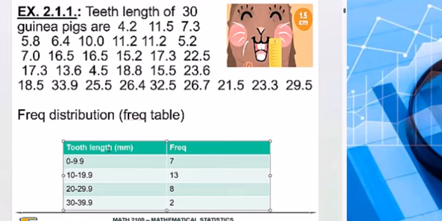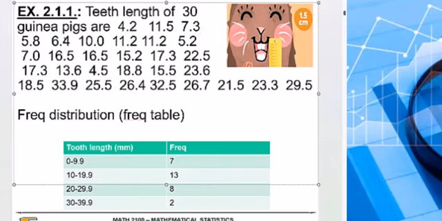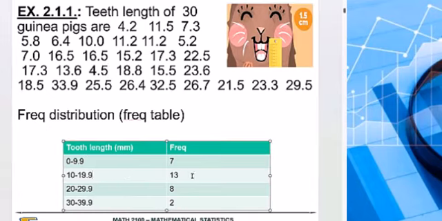For example, for the teeth length from 0 to 9.9, we have 7. Let's check: 1, 2, 3, 4, 5, 6. Okay, what else? 7 here, right? So 7. And you can do the same for the class from 10 to 19.9. You get 13. For 20 to 29.9, you get 8. And for 30 to 39.9, you get 2.